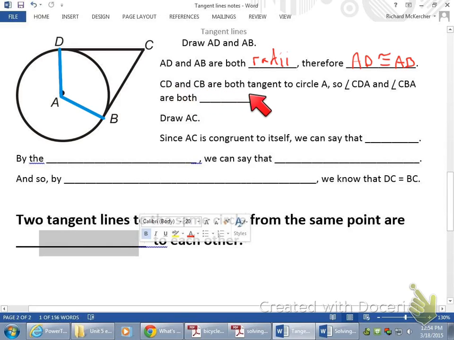CD and CB are both tangent to circle A. Therefore, angle CDA and angle CBA are both, how many degrees? 90 degrees, because it's perpendicular.